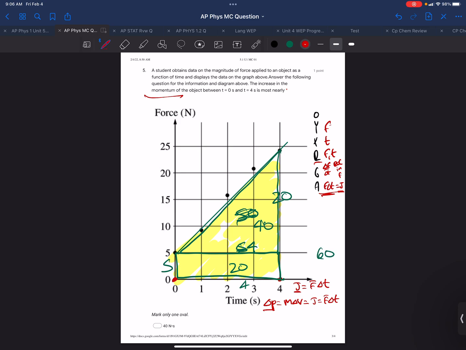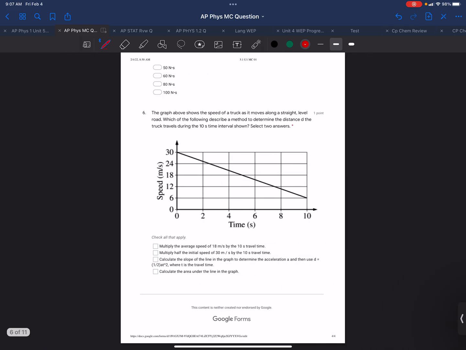We could also find the midpoint here. Between 25 and 5 would be 15. So we could now find the area of this, which would be 4 times 15, which is 60. So you can see there's multiple ways we could find the area and come up with the answer of 60. And answer 60 right there.